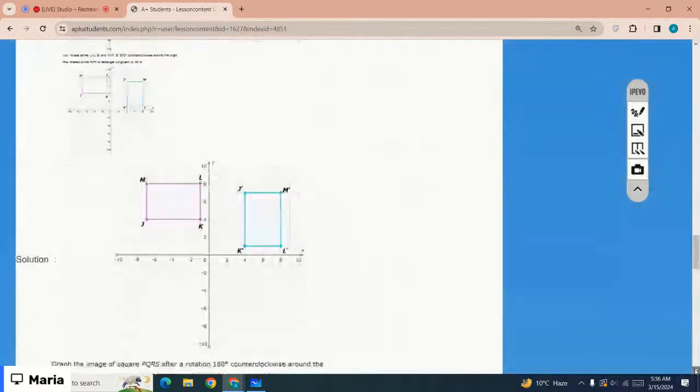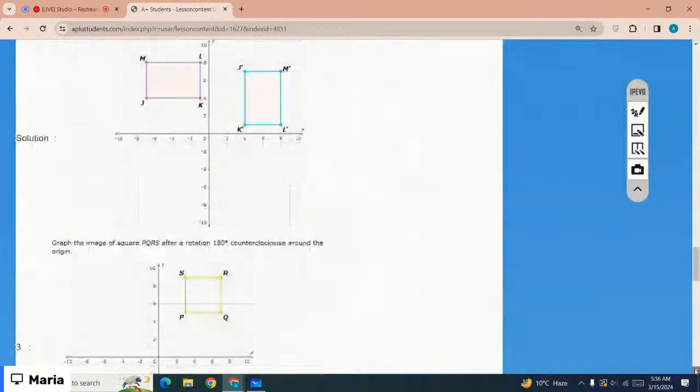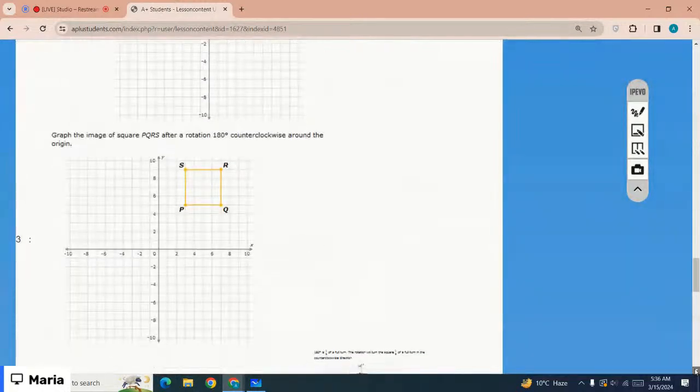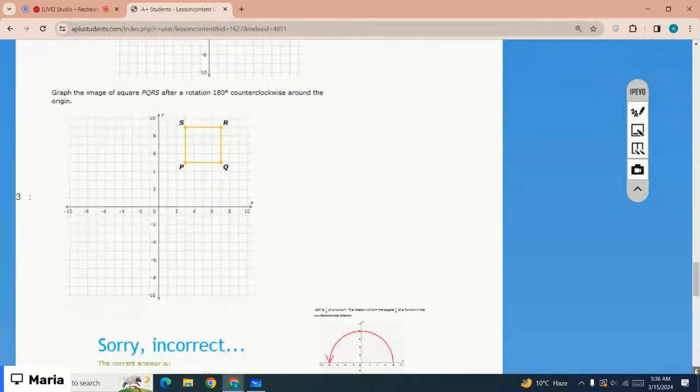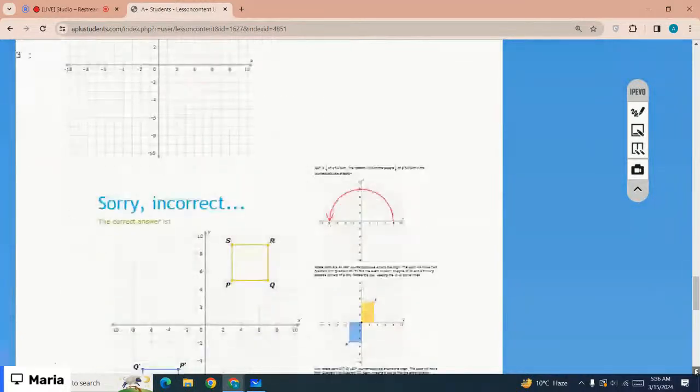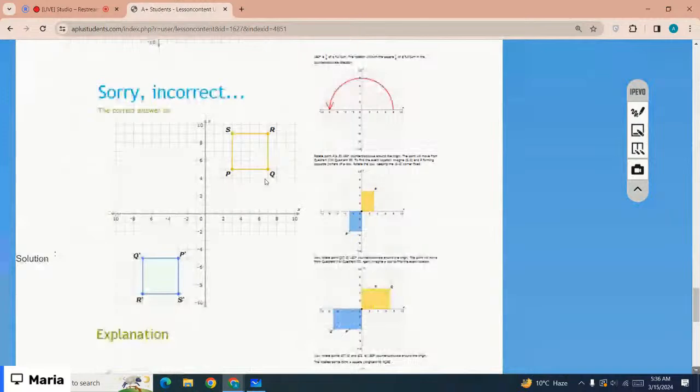Okay, the next example is: graph the image of square PQRS after the rotation of 180 degrees counterclockwise around the origin, right? So again, you have to move PQRS by 180 degrees. So when you rotate, that would be from the first quadrant to the third quadrant, right?